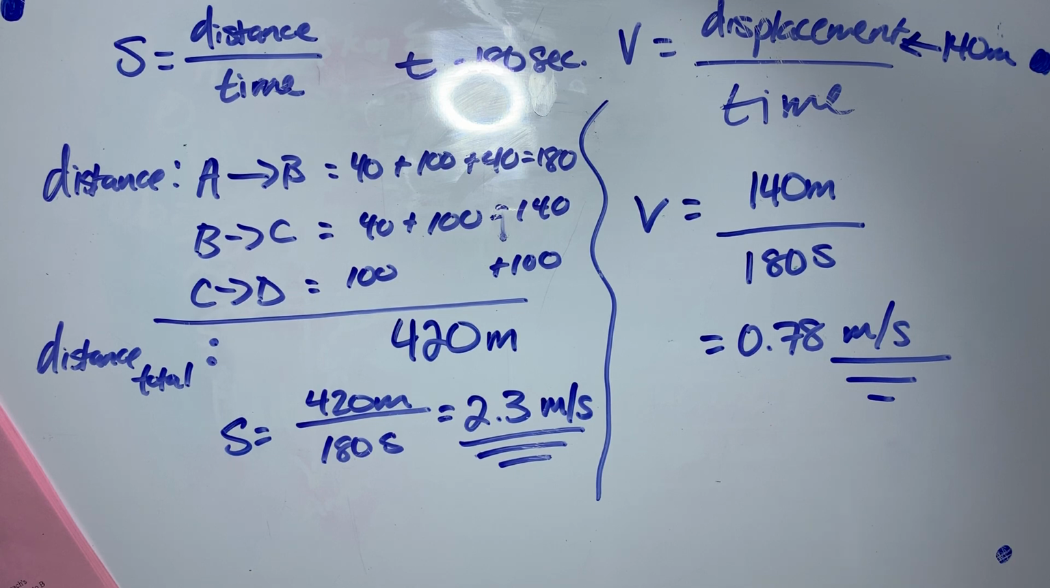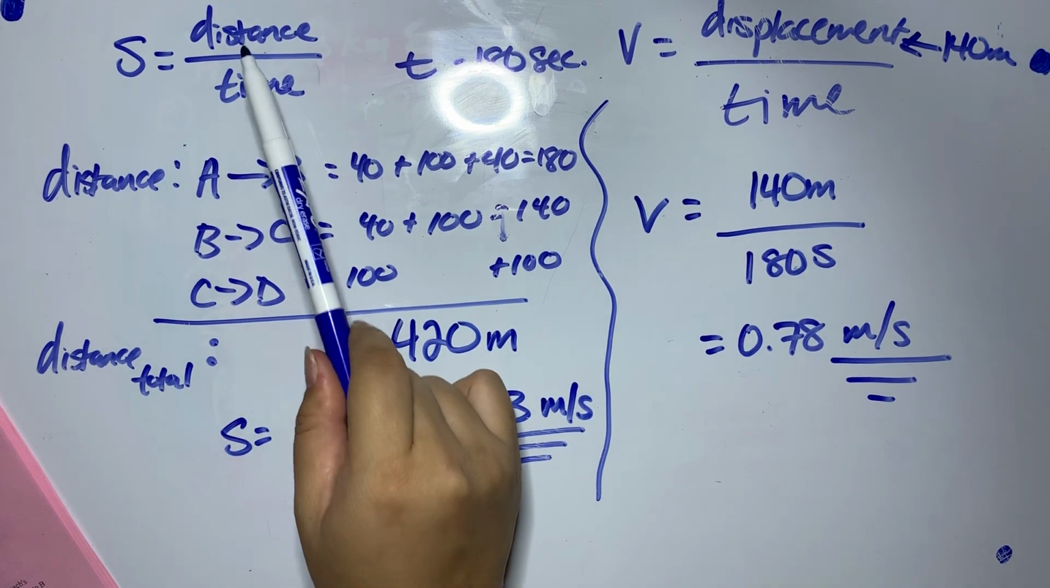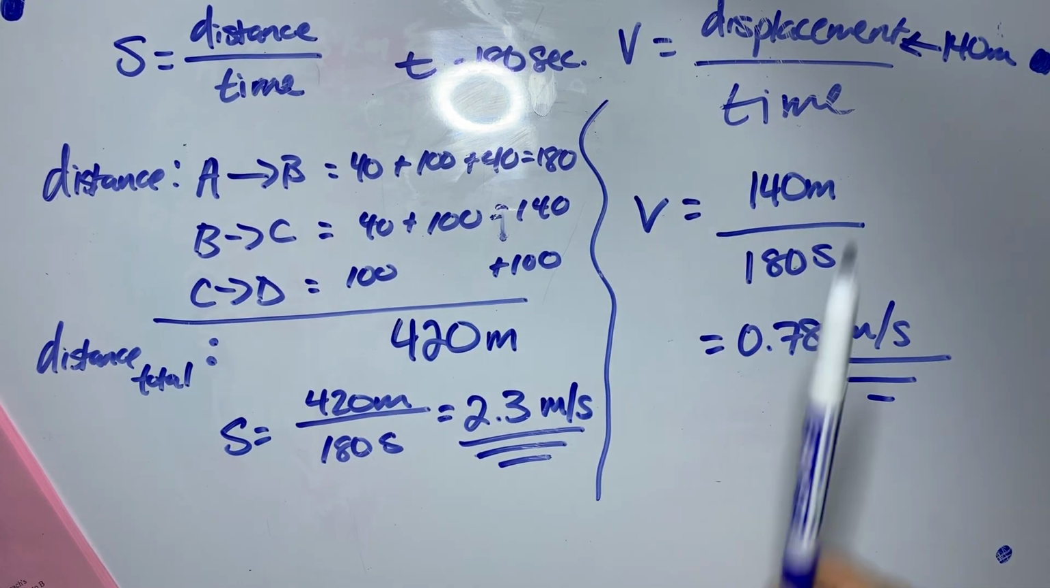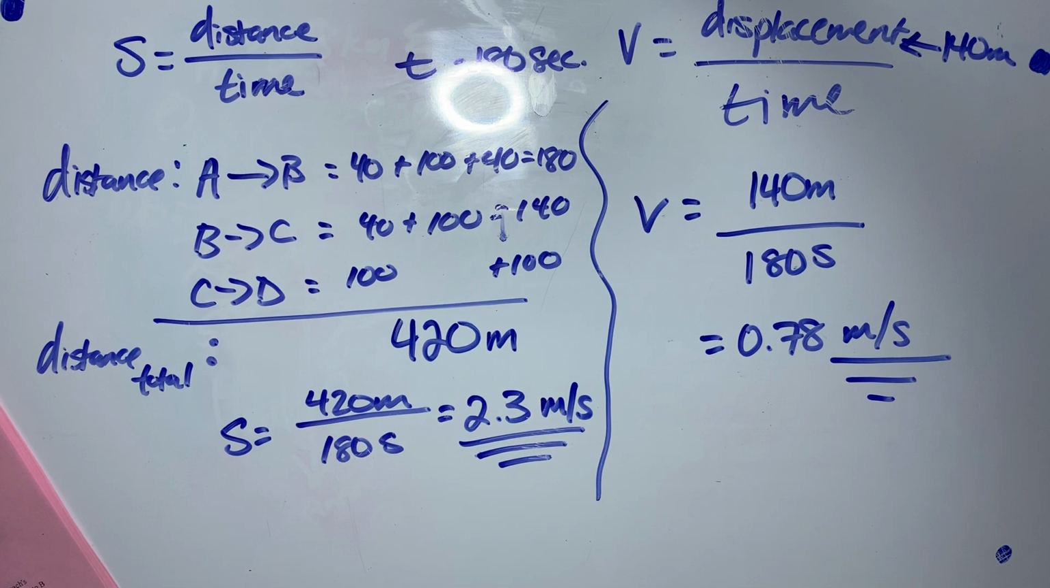So, that's how you do number 3, okay? The thing to always remember is that speed is equal to distance divided by time, while velocity is equal to displacement divided by time, okay? So those are your answers. Alright, we're going to go ahead and let me see, what problems can we do?